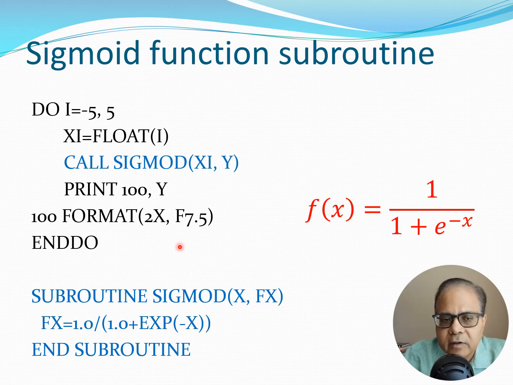That's something which you already know. The format statement prints out two blank spaces, and then it prints out the float. You should remember that in Fortran I would be an int, so I have to convert it to float here.